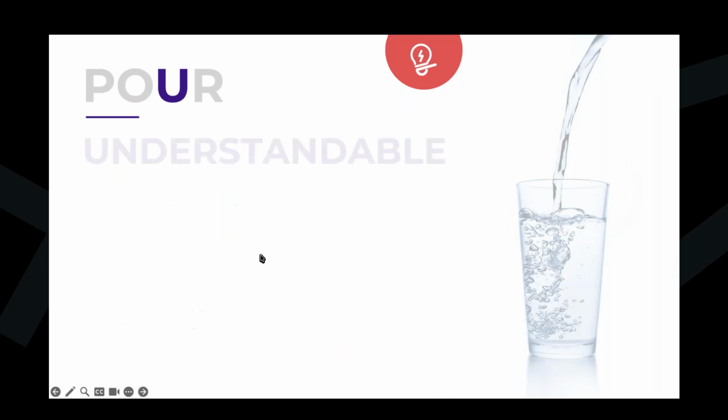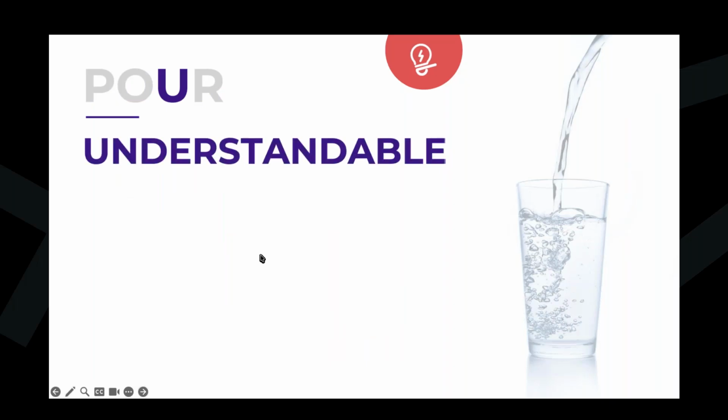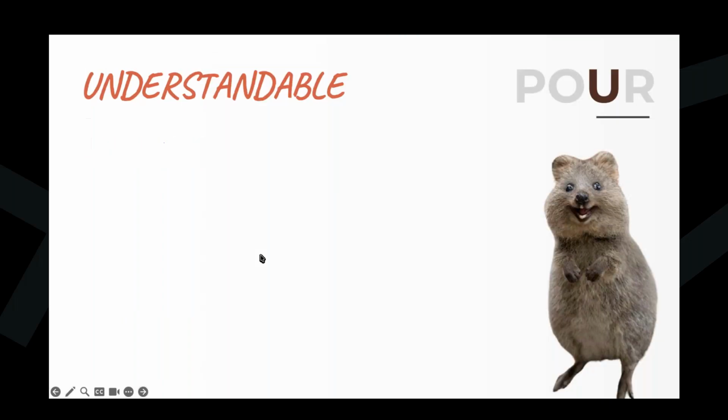Okay, understandable is the next one. And really what understandable refers to in this context is something more like predictability. And so just to demonstrate this, I'm going to bring up this slide. So this is a little weird in that I've changed the location of the acronym. I have changed the color of the font. I have taken out the image of the water glass that you have gotten used to over the last couple of slides, and I've replaced it with something that is admittedly cute, the happiest animal in the world, the quokka.